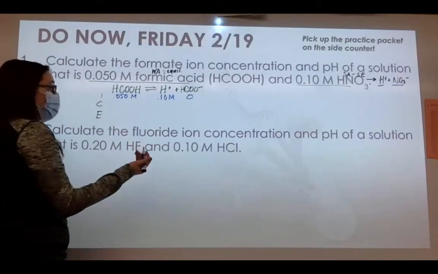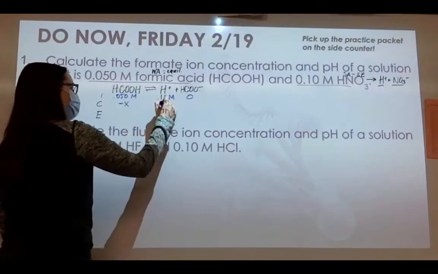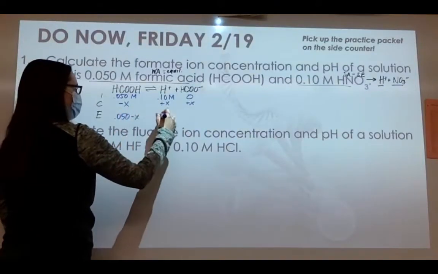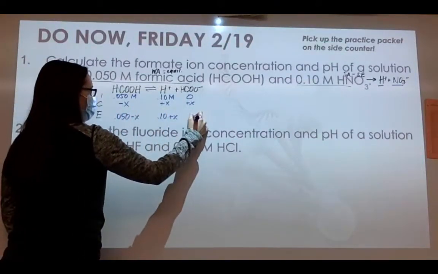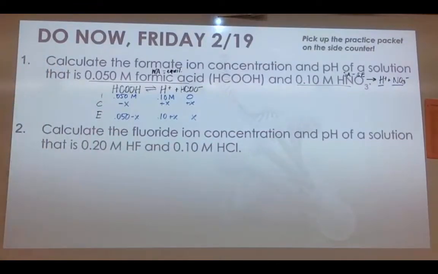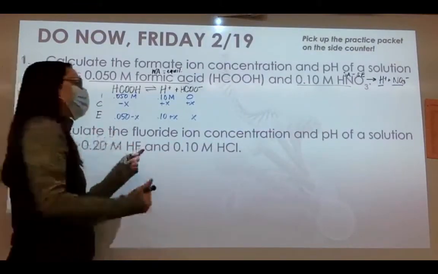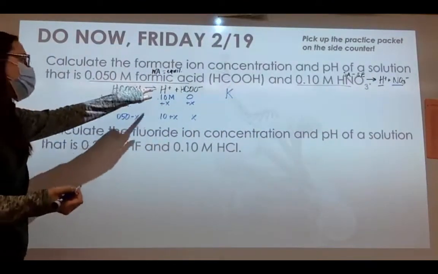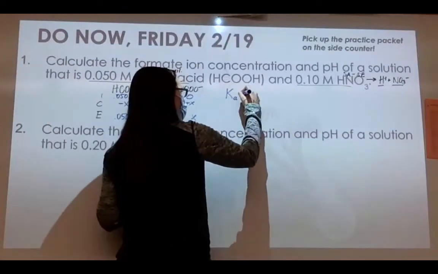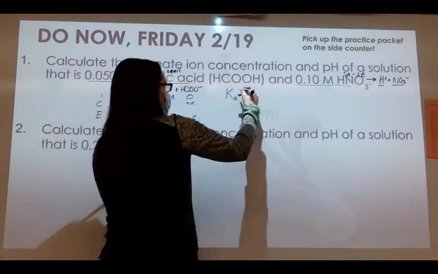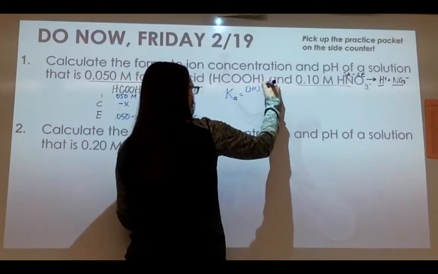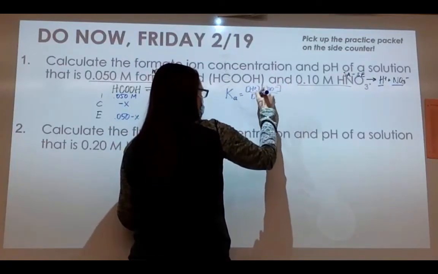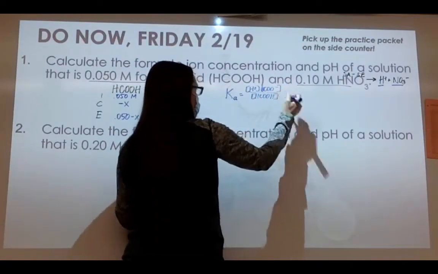Now, that's all we know, so I'm going to use x's: minus x, plus x, plus x. So we have 0.05 minus x, 0.1 plus x, and x. Since these are at equilibrium, we can plug them into the K expression. Since this is a weak acid producing H plus, this is Ka. Ka is products, H plus times HCOO minus, over HCOOH.